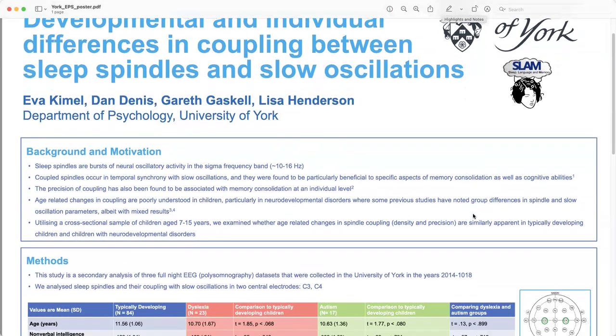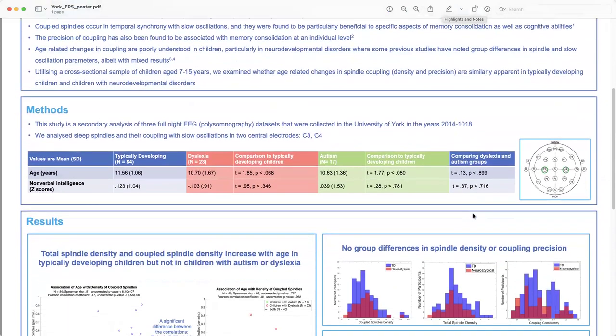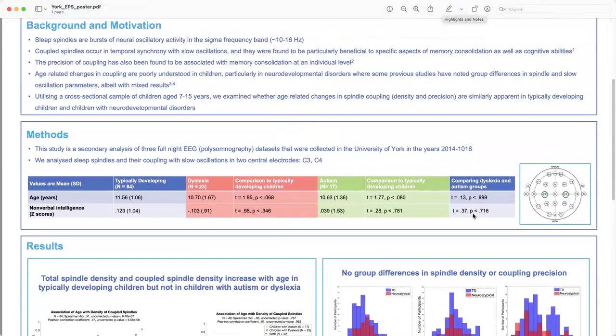First of all, sleep spindles are bursts of neural activity in a specific frequency range. And sleep spindles can occur at the same time with slow oscillations. Then they are called coupled spindles. And coupled spindles were found to be especially beneficial to sleep-dependent memory consolidation and related to cognitive abilities.